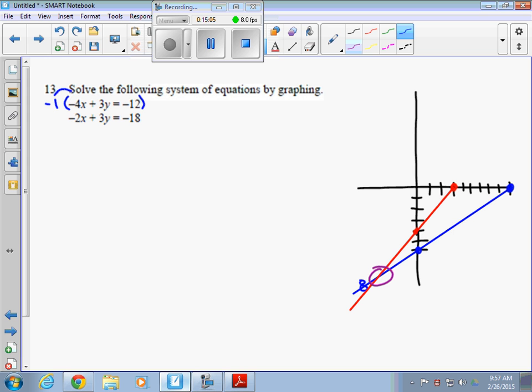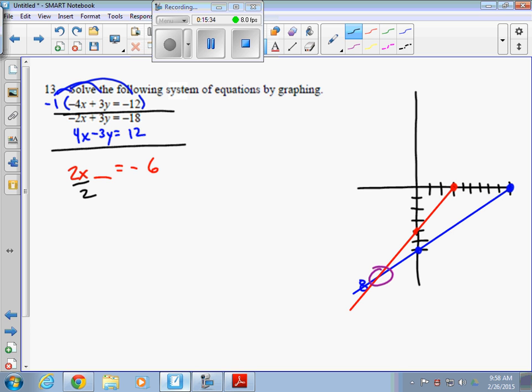Negative 1 times negative 4x is positive 4x. Negative 1 times positive 3 is negative 3y. And negative 1 times negative 12 is positive 12. Now you have equations that have opposites that are stacked. Negative 2x and positive 4x is going to be 2x. 3y and negative 3y is eliminated, and negative 18 and positive 12 is negative 6. So when you get x by itself, you divide by 2, and x is negative 3. So that's the point at negative 1, 2, 3 is where it'll cross.